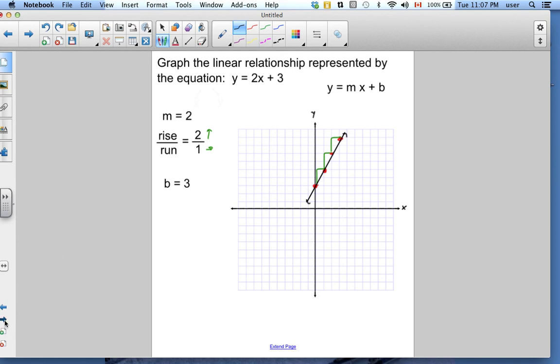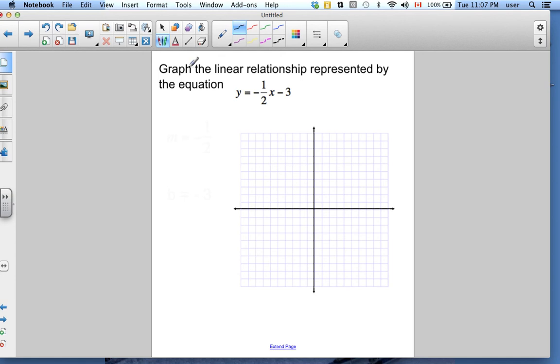For our next example, I'm going to ask you to graph the linear relationship represented by the equation y equals negative 1 over 2x minus 3. There's a couple things that we want to point out right away. Again, we have our slope. So our slope here is m equals negative 1 over 2. We know that we have a negative there, so that means that we're going to be traveling a different way than we started off on the first example.